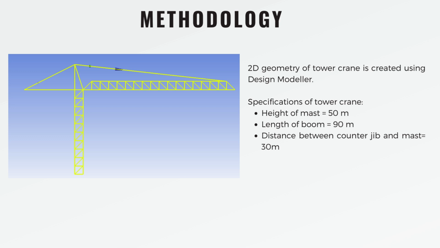To establish the FEM problem, the 2D geometry of the tower crane is created using Design Modeler. The specification of the tower crane involves the height of the mast, which is 50 meters, the length of the boom, which is 90 meters, and the distance between the counter jib and mast, which is 30 meters.